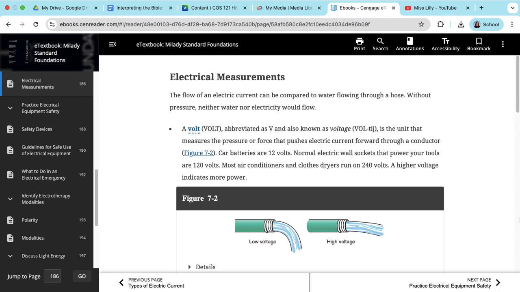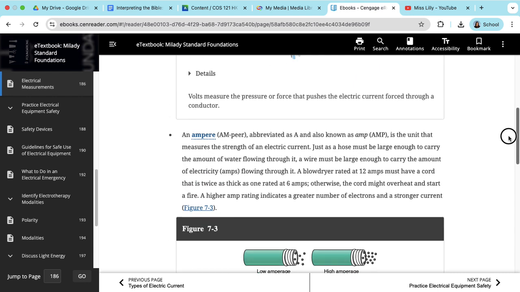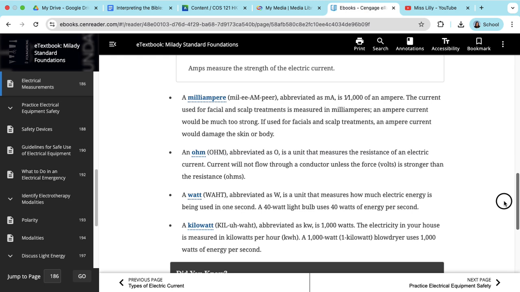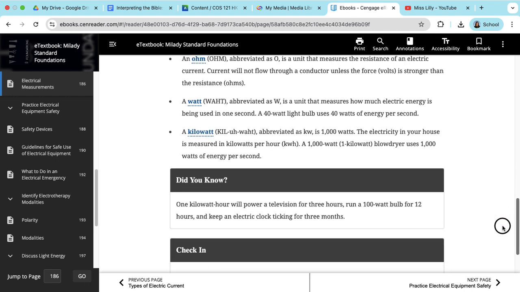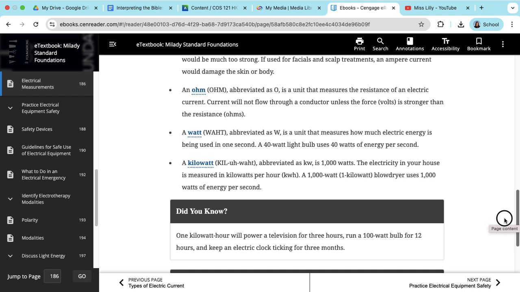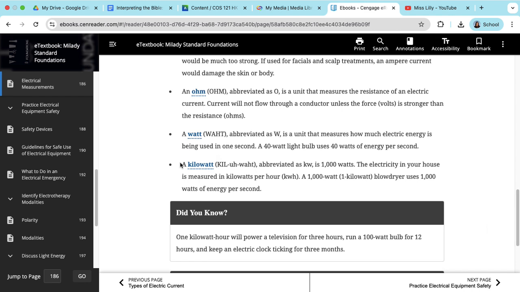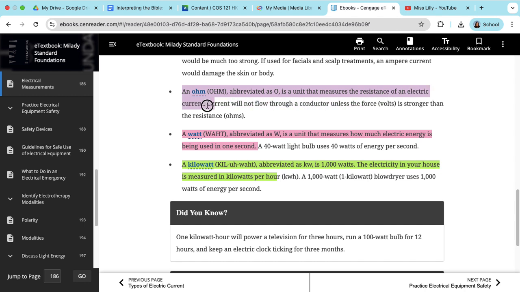Electric measurements. We measure electricity by volts, ampere, milliampere, ohm, watt, kilowatt. A kilowatt is 1000 watts. The electricity in your house is measured by kilowatts. A watt is a unit that measures how much electric energy is being used in 1 second. An ohm is the unit that measures resistance of the electric current.